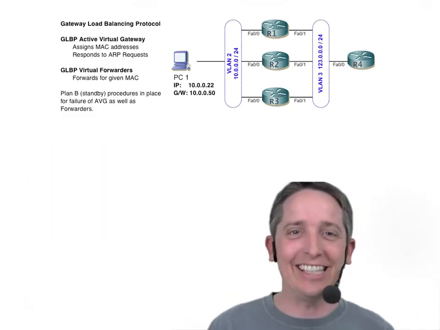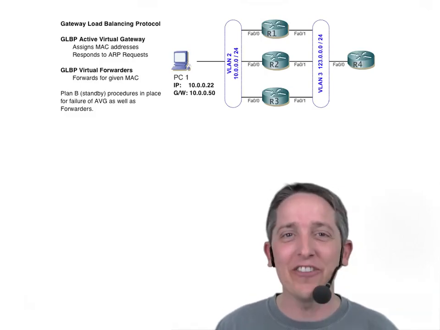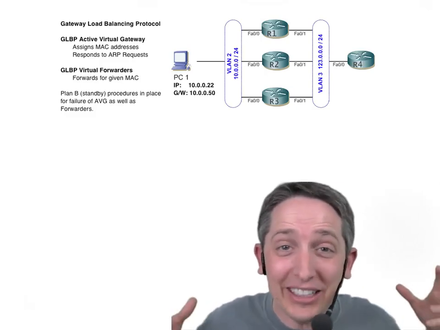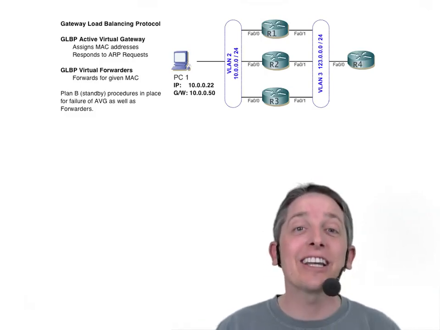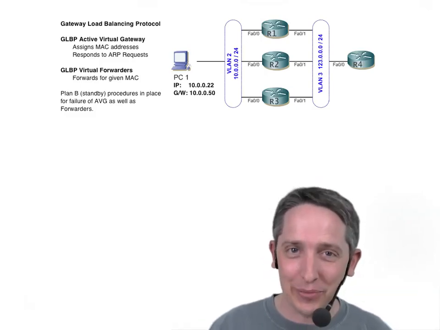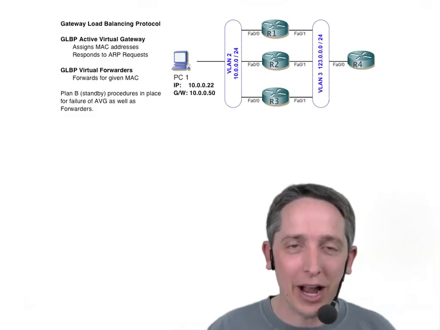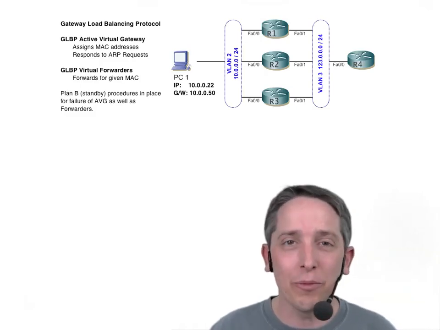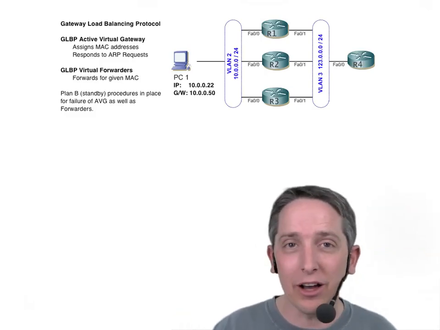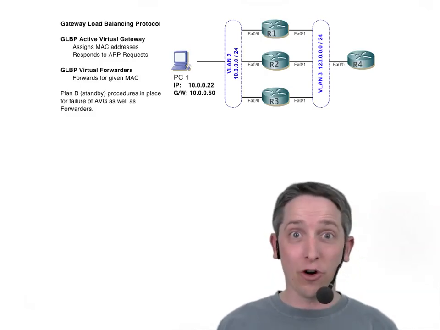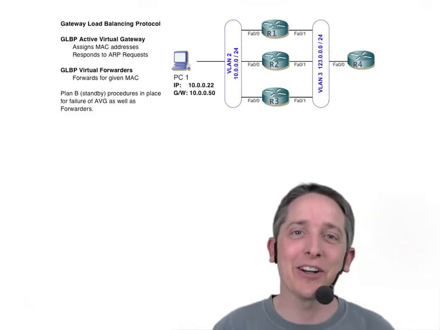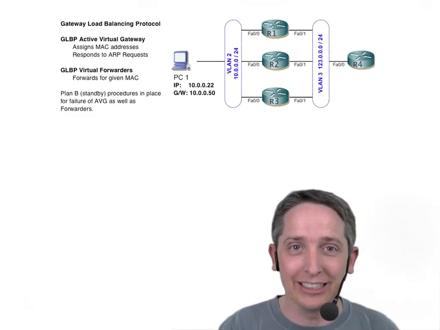Now, if you're a PC on a network and you're trying to find a default gateway, we really don't care which door we use. We just want to use a door. And that's where Gateway Load Balancing Protocol comes in. Check this out. The three routers are all going to be managing virtual MAC addresses. When somebody does an ARP request, the active virtual gateway is going to respond with one of those three virtual MAC addresses. If we have four routers, there will be four virtual MAC addresses. And that's how Gateway Load Balancing Protocol works.